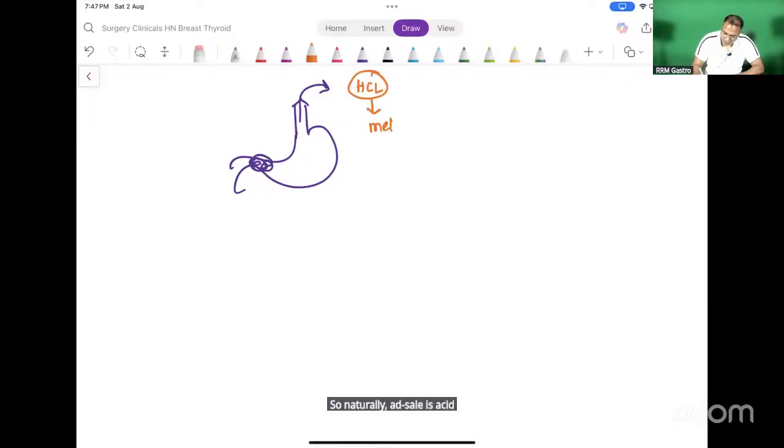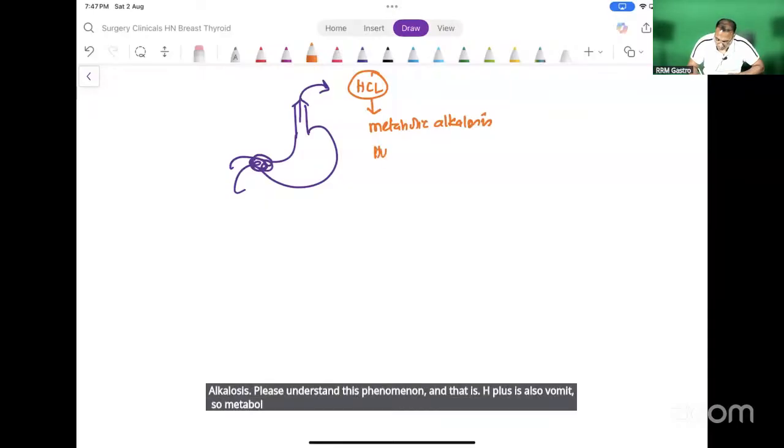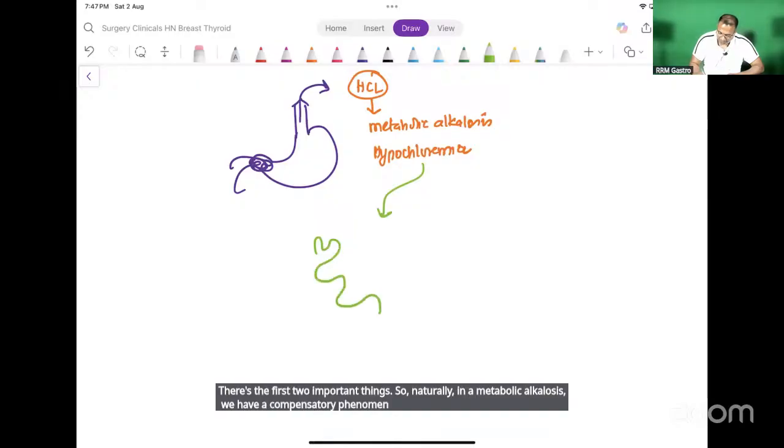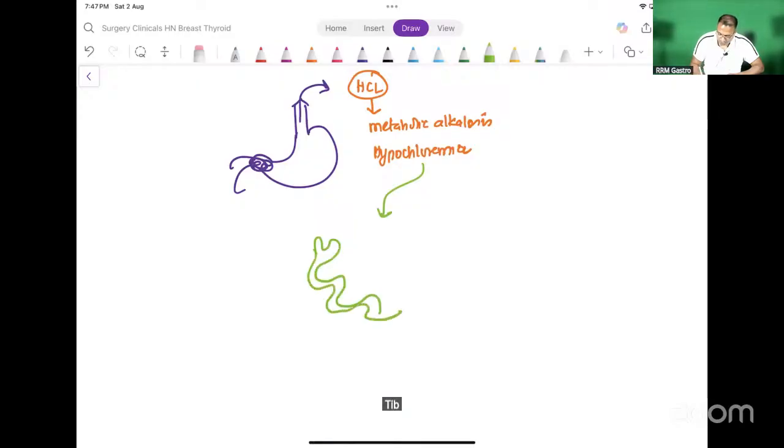So the patient goes into metabolic alkalosis. Please understand this phenomenon. H plus is also vomited. So metabolic alkalosis and hypochloremia. These are the first two important things. So naturally in a metabolic alkalosis, we have a compensatory phenomenon by the renal tubules, by the nephrons.